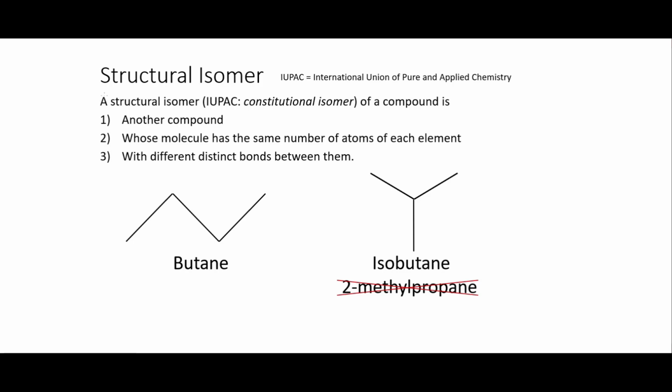So yeah, structural isomer, which in IUPAC they call constitutional isomers, is something we will be running into a lot. IUPAC is the International Union of Pure and Applied Chemistry, and they are essentially the ones who come up with all these different conventions, in particular these naming conventions that I'll be discussing throughout this video series.